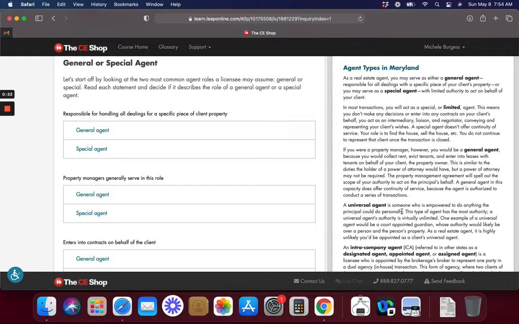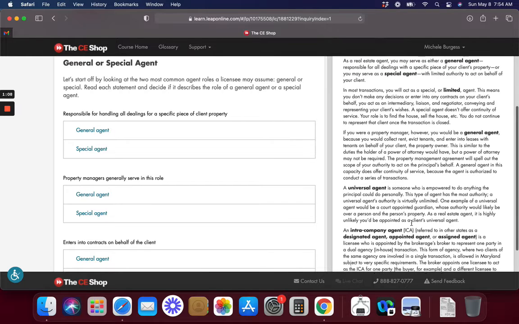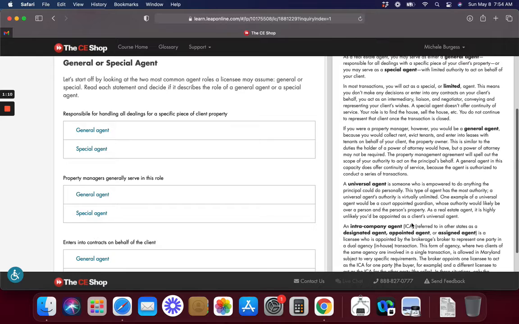A limited agent is you don't make any decision on the contracts on your client's behalf, and this would include a negotiator, representing your client's wishes. Your role is to find the house, sell the house, and you do not continue to represent that client once the transaction is finished. So this would be an example of if you are a buyer or seller agent.